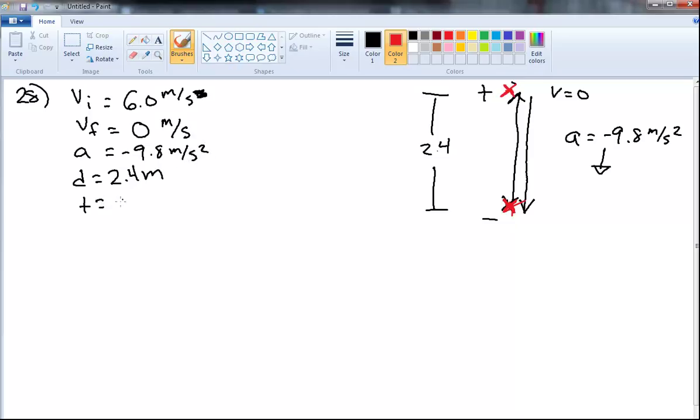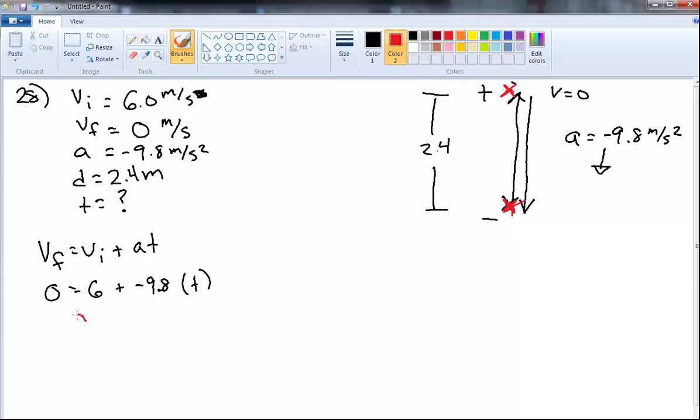Okay, and they're asking me to find time. So in this question, look at this, I have 4 variables, and they're asking me to find a 5th. So I can kind of pick which equation I want to use here. I'm not just limited to one. So let's do this equation: VF equals VI plus AT. VF is going to be 0. The initial velocity was 6. A is negative 9.8. T is unknown.